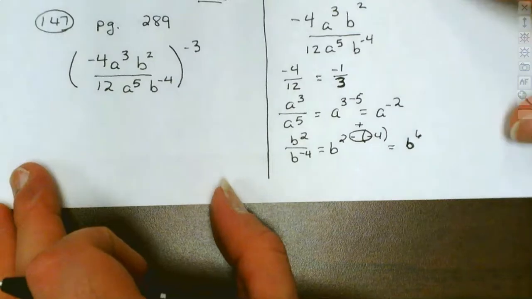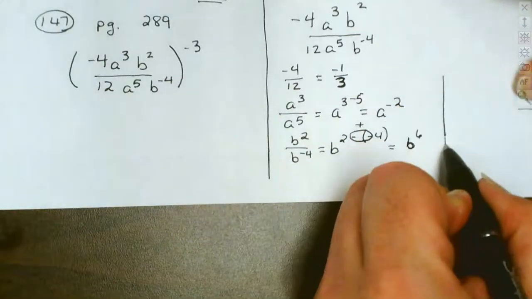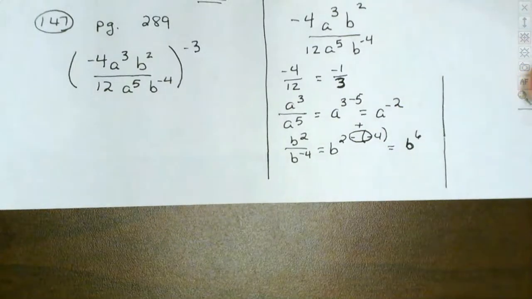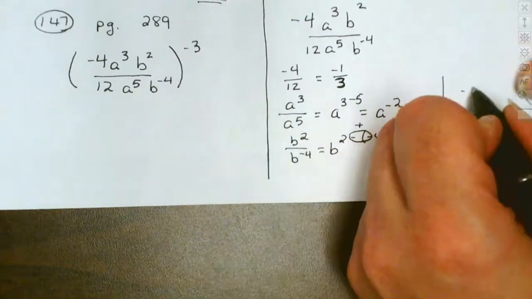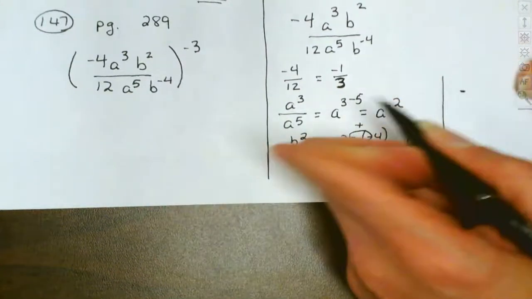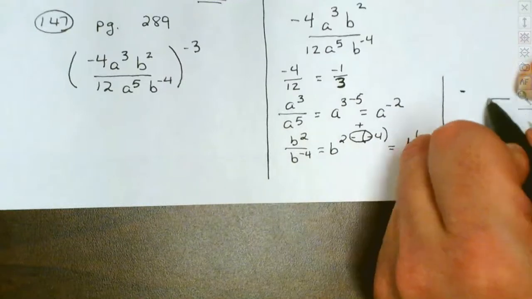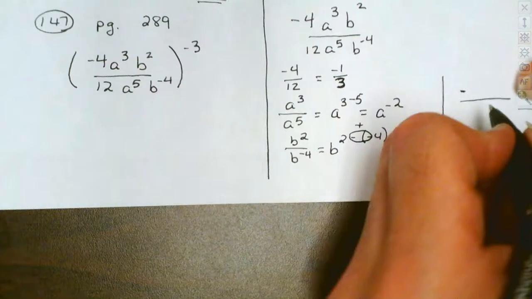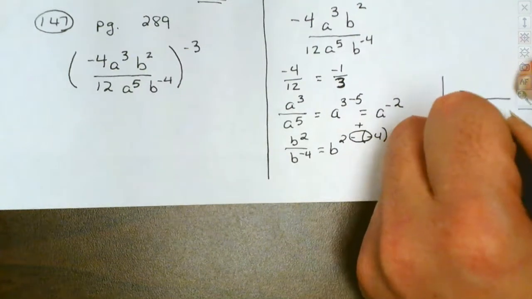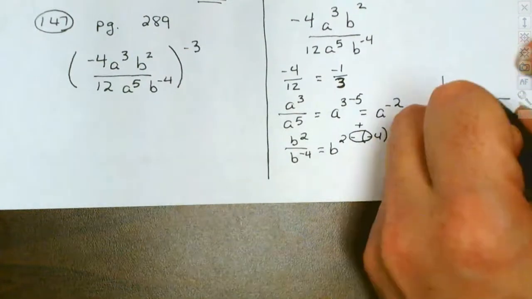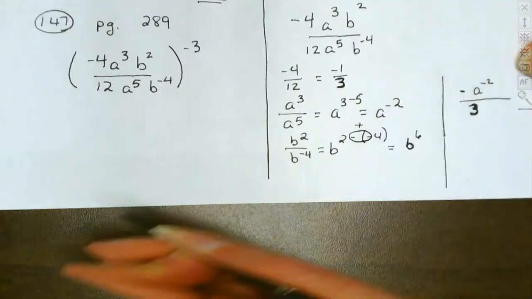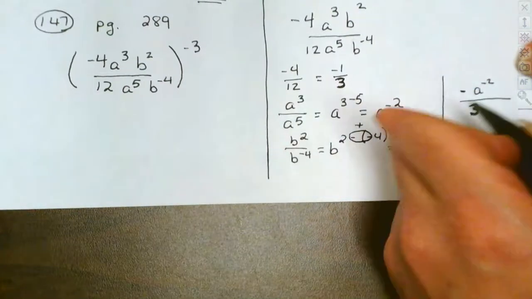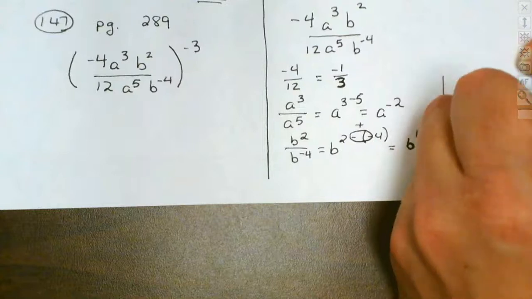Okay, if we put everything back together, we're kind of running out of room, so I'll write it over here. If we put it all back together, we've got that minus 1/3. We don't need to write the 1, so I'm not going to write it there. We've got a minus on the top, a 3 down below, an a to the negative 2nd power, and a b to the 6th power.